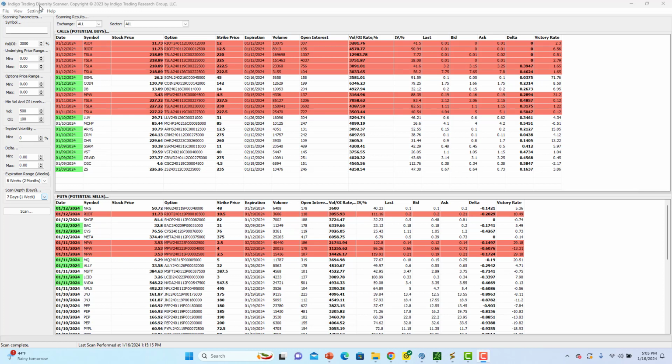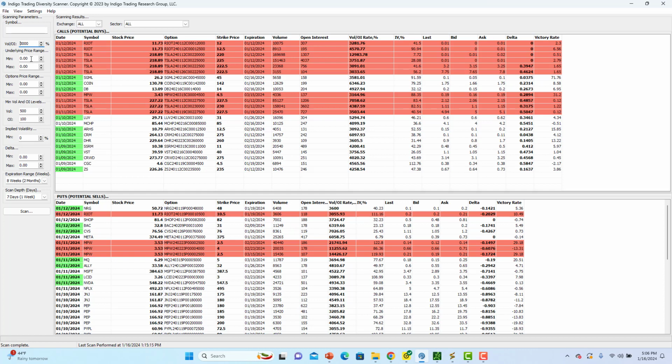All right, I'm going to show how to use the Indigo software. First thing right here, you can set the parameters. This is the volume against the open interest. Obviously, the higher, I have it set at 3,000 by default. The higher this number, the stronger the signal. It means there's more difference between the volume of the contracts traded today compared to the open interest.